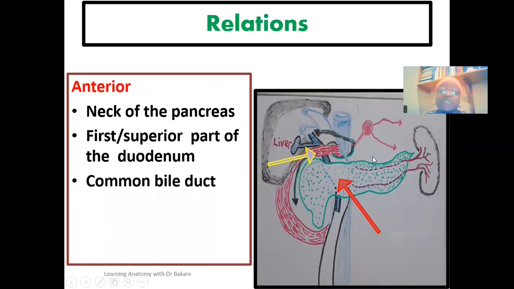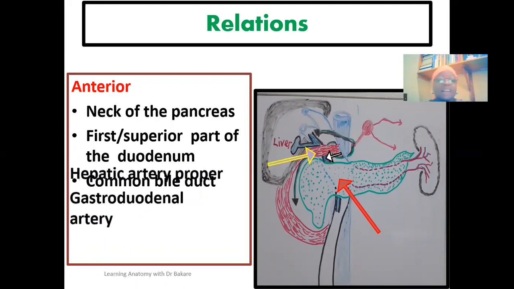Then going further, we have the common bile duct. This is the common bile duct. The common bile duct is formed by the union of the cystic duct and the common hepatic duct. And as they descend down, they become the common bile duct. And in this space, they are seen to be located anterior to the portal vein.